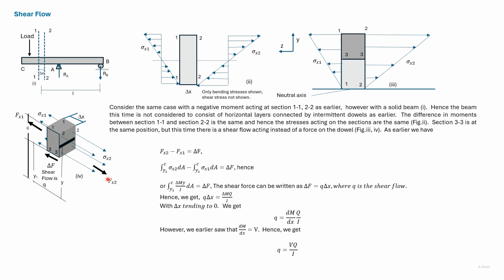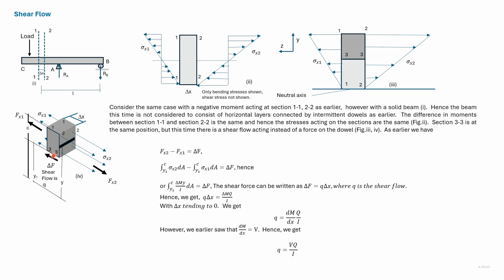These two forces are not equal, so for equilibrium there will be a force acting at the underside of section 3-3. Unlike the dowel taking this force, in this case the solid section will be subjected to this force. So we can write Fx2 minus Fx1 is equal to del F.